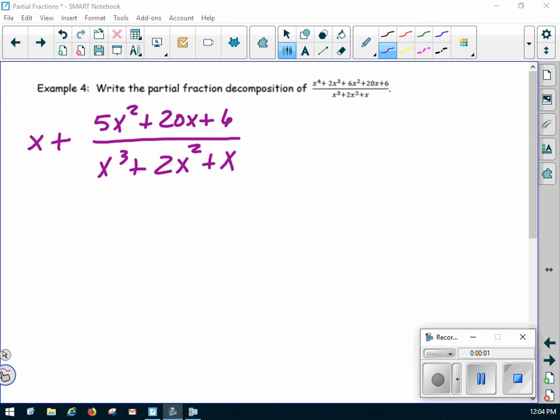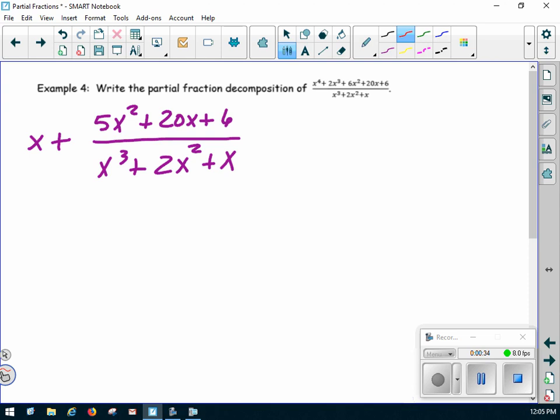We stopped on example 4, and if you'll remember on Tuesday, all we got done was the long division. Remember, when do you know you have to do long division? When the numerator has a degree that's higher than or equal to the denominator's degree. You have to do long division. So we did our long division. Now we have to do a partial fraction decomposition on the remainder.